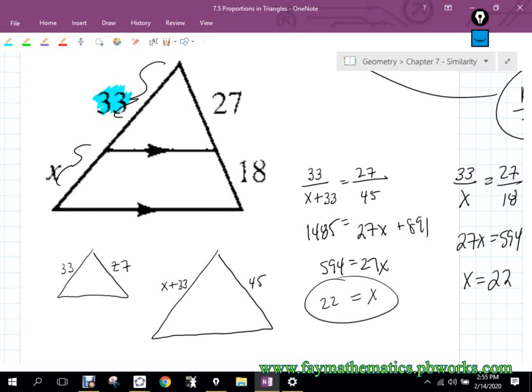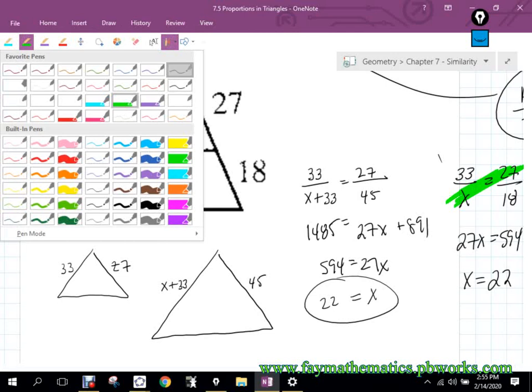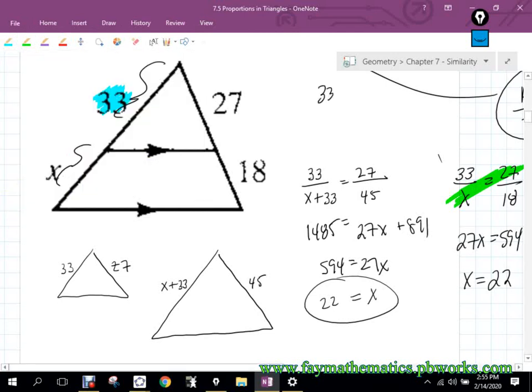Okay. Now, are you allowed to flip-flop the means? Am I allowed to take x and 27 in that last proportion I made and switch their spots? If I take x times 27, it gives me 27x, right? If I take 27 times x, does it still give me 27x? So we talked throughout the whole chapter that those things can be flip-flopped. So some people say, I didn't do it that way, Mr. Fay. I did it this way. I went 33 over 27 is equal to x over 18.